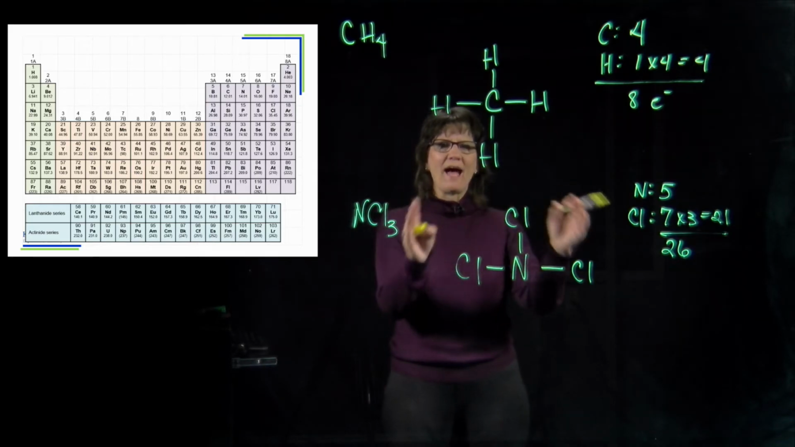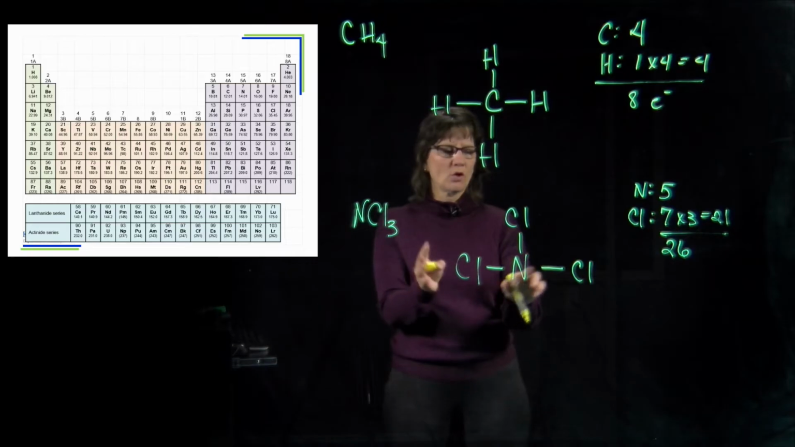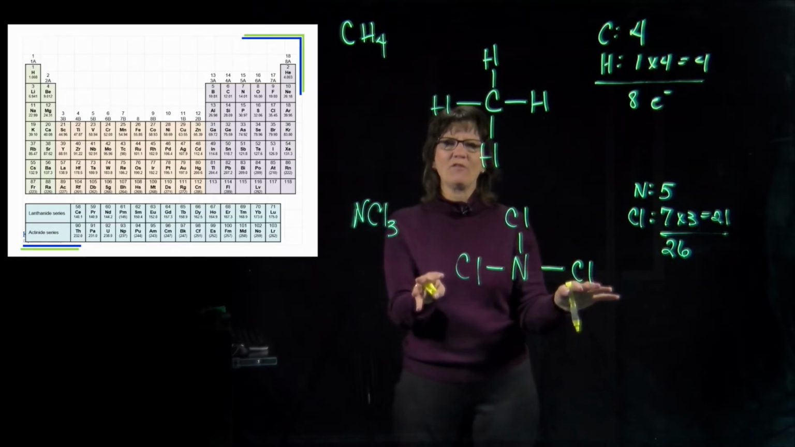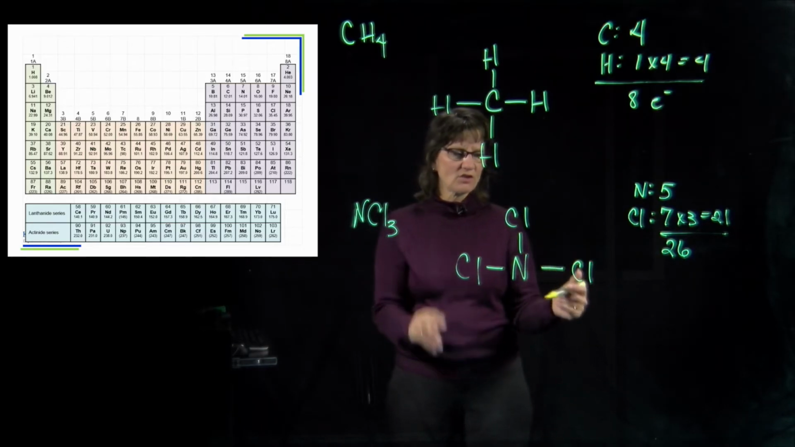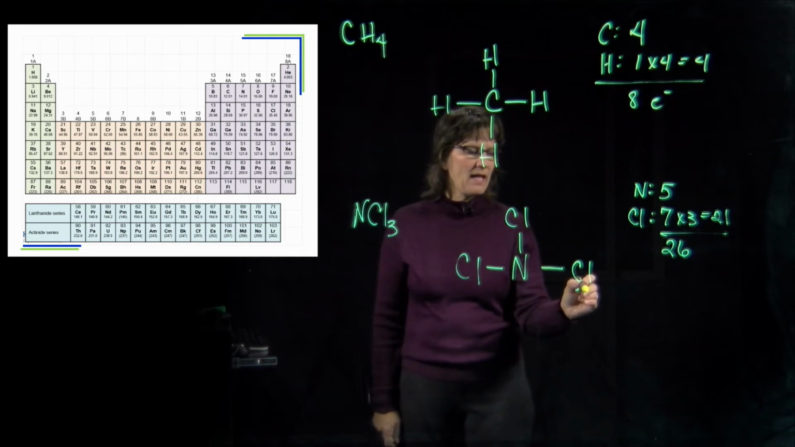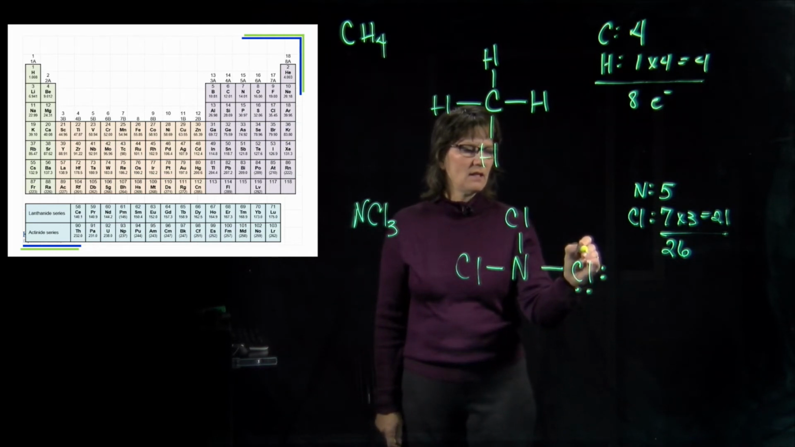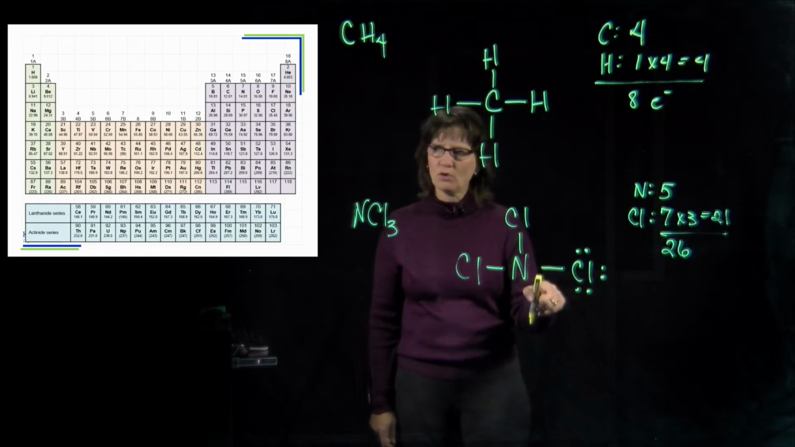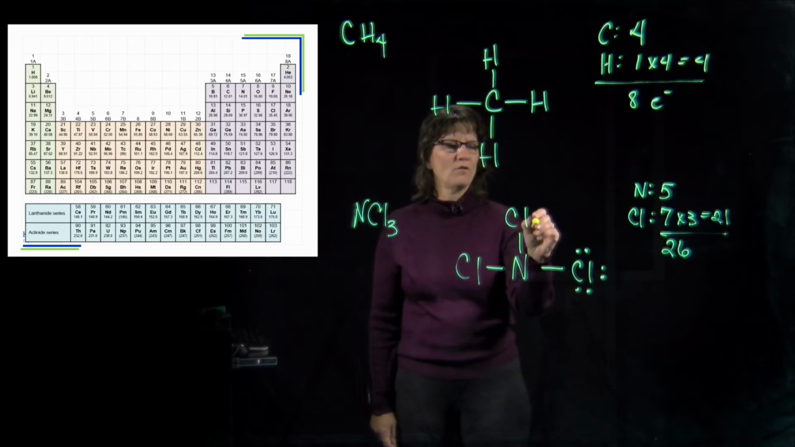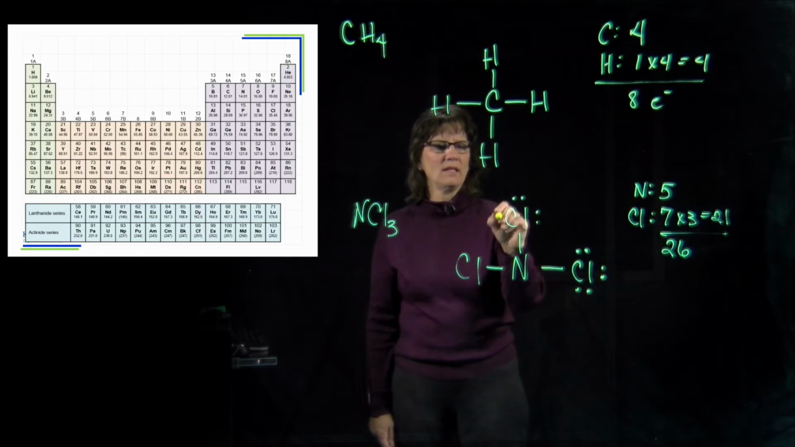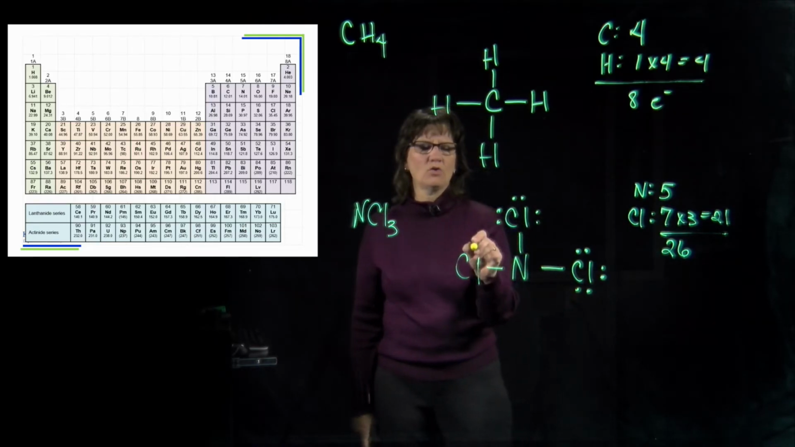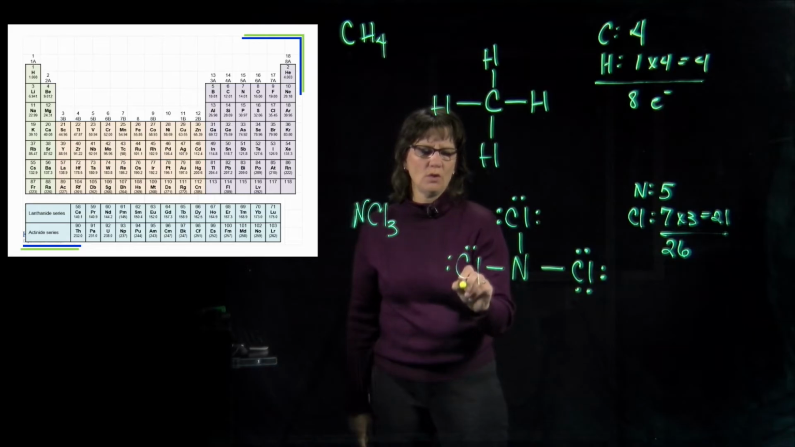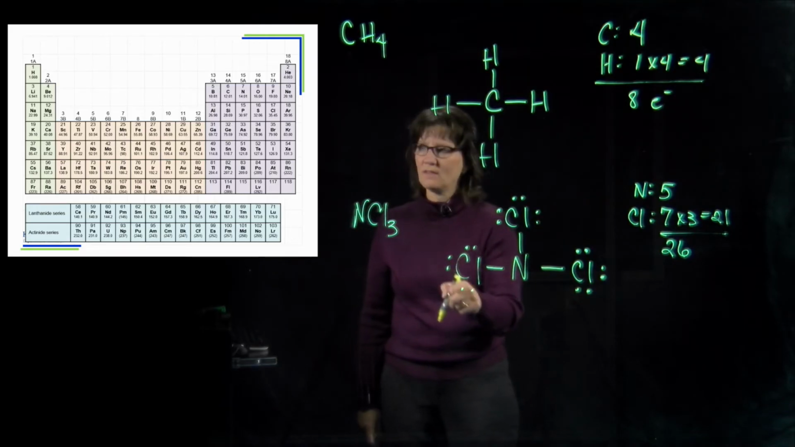Now we need to go to the outside atoms. Don't worry about nitrogen. Go to the outside atoms and start giving them an octet. So I've used 6 so far, and then 8, 10, 12. That gives chlorine its 8. 14, 16, 18. That gives this guy his 8.